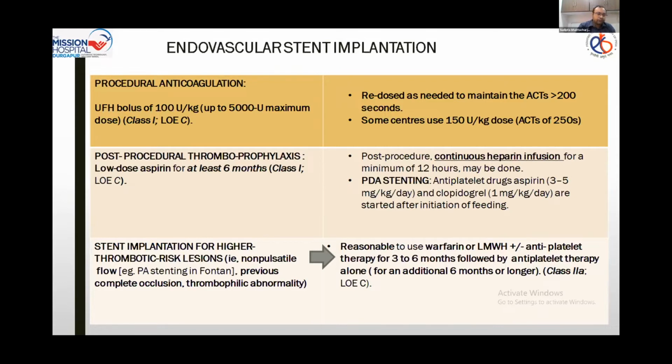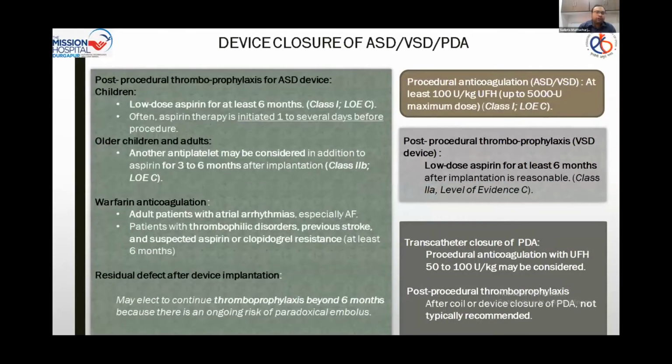In case of higher thrombotic risk lesions, such as non-pulsatile flow in PS stenting in Fontan, or in case of stented shunts, it is reasonable to use warfarin or low molecular weight heparin in addition to antiplatelet therapy for 3 to 6 months, followed by antiplatelet therapy alone. We all know the post-procedure prophylaxis for ASD, VSD, and PDA devices.